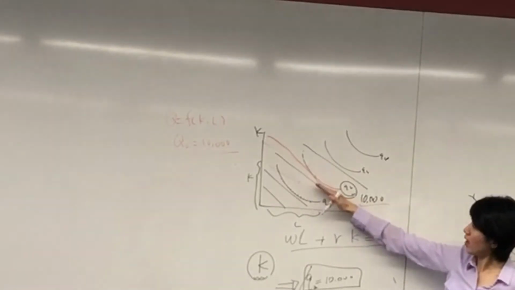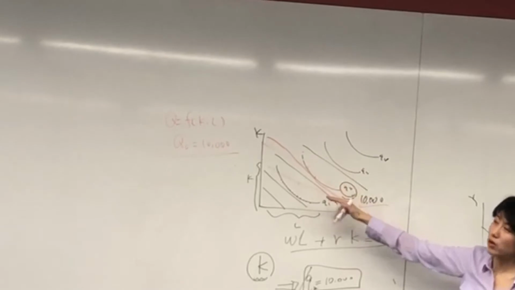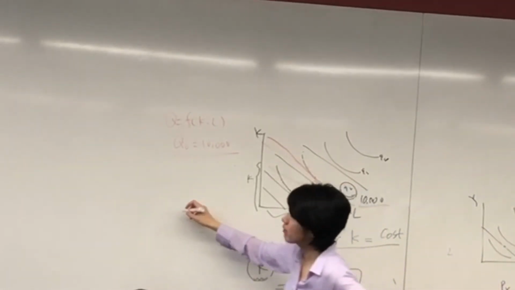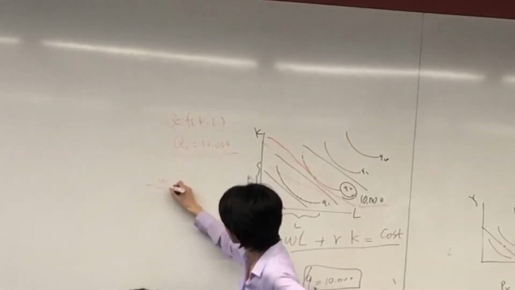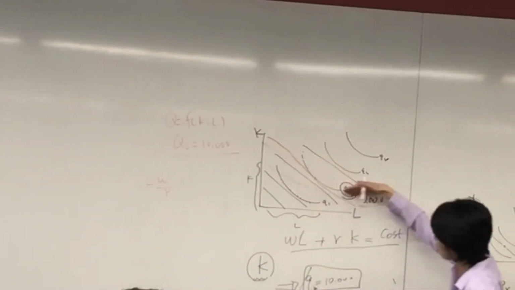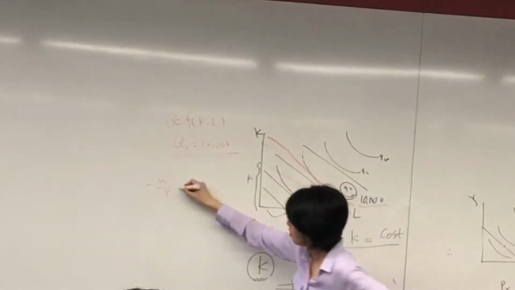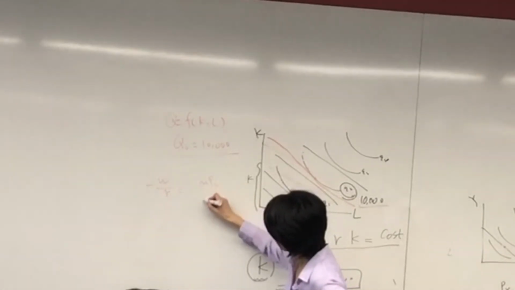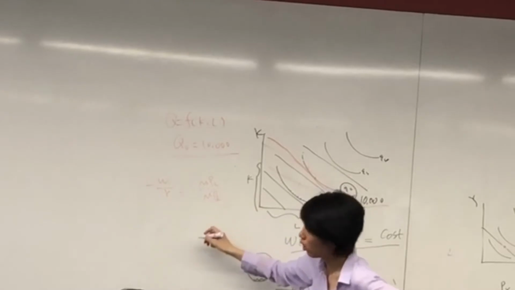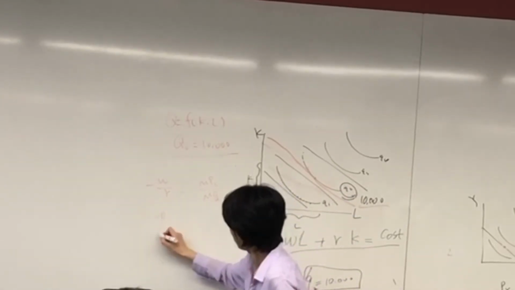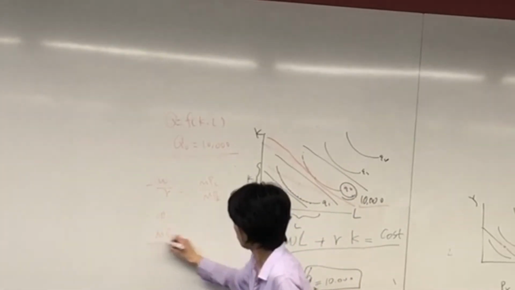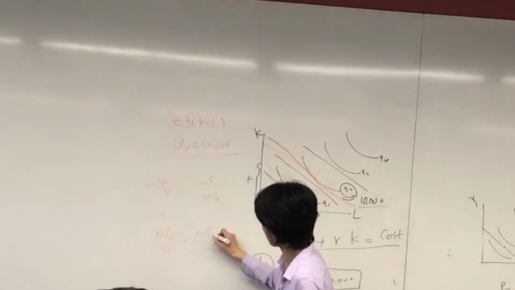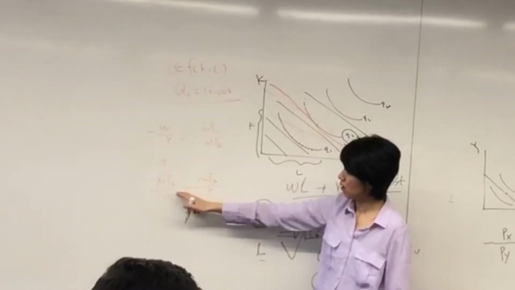The slope of isocost equal to the slope of isoquant. Right? What is the slope of isocost? Negative W over R, right? And the slope of isoquant is marginal product of labor over marginal product of capital, right? Or marginal product of labor over W equals marginal product of capital over R.